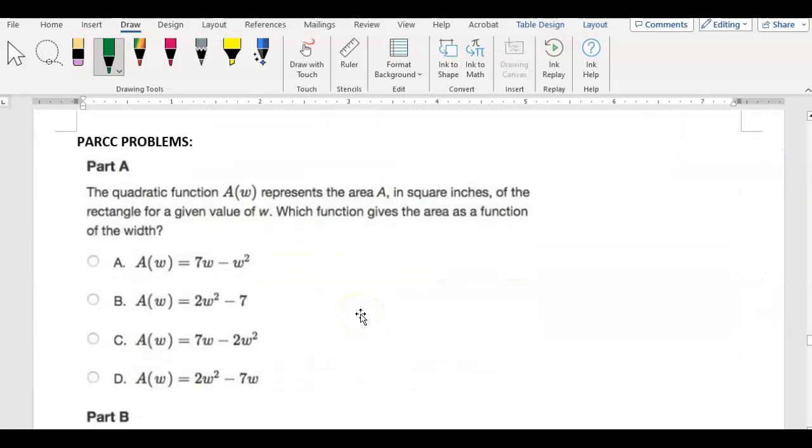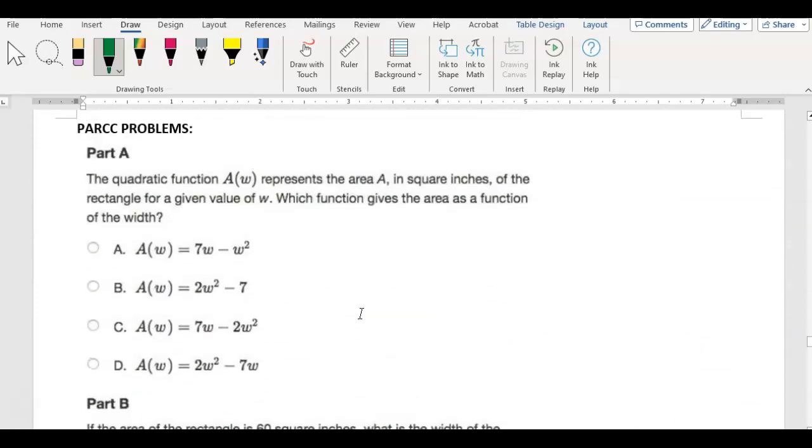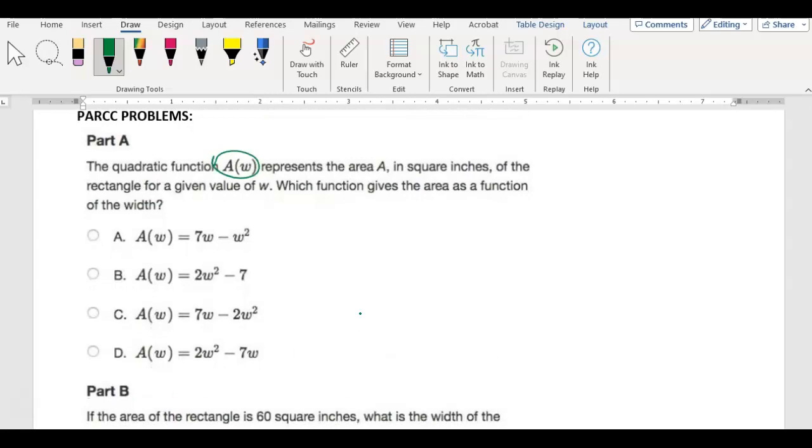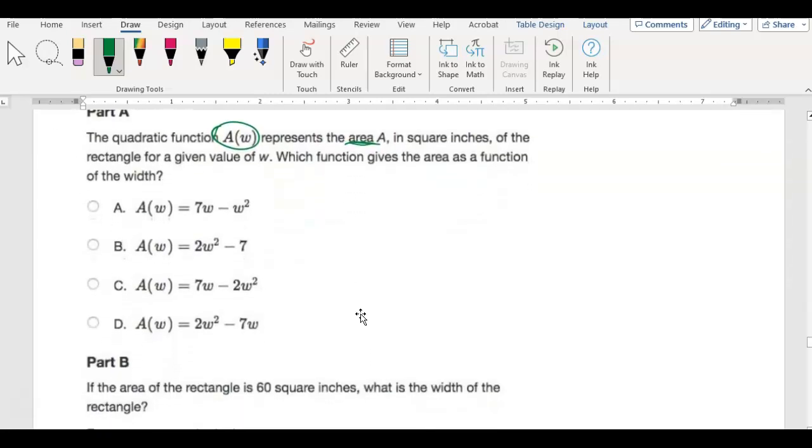All right, you have 2 part problems here to help you practice for the actual part. So this quadratic function represents the area in square inches for a rectangle. Which function gives the area as a function of width? So if we were to plug in the width, which one gives the area as a function of the width that would actually make sense, right?